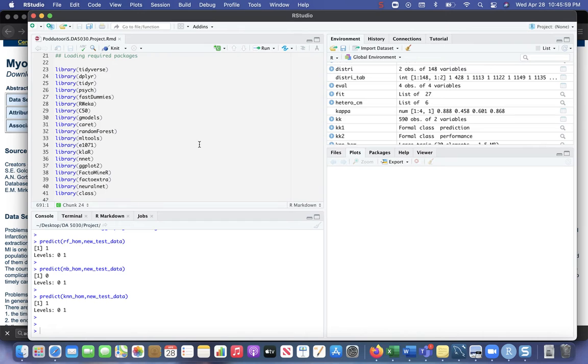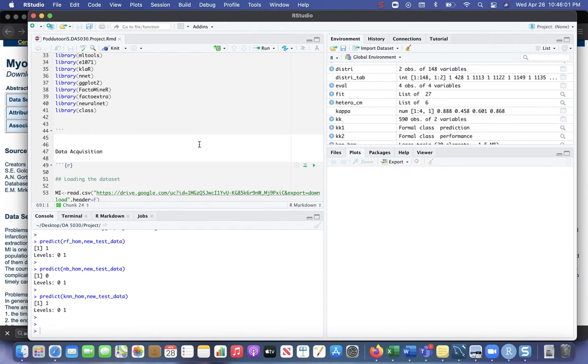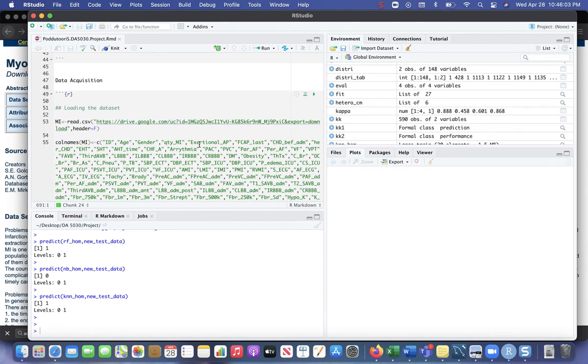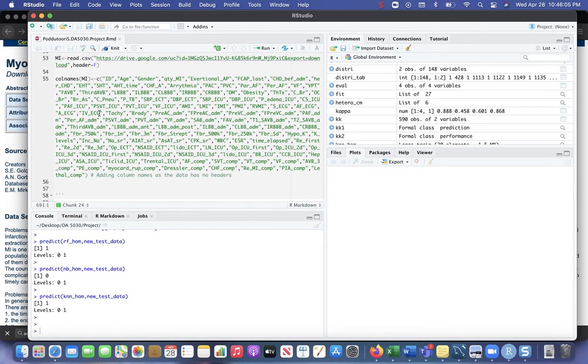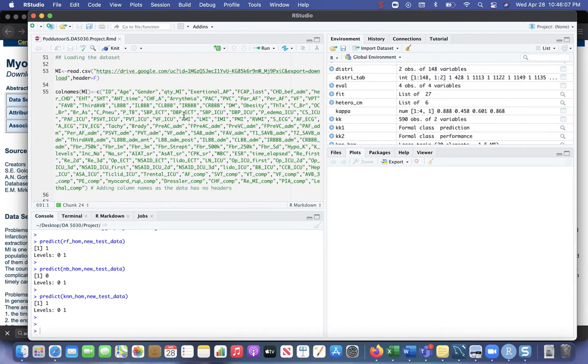These are all the packages that I've used. Apart from that, coming to the data acquisition, the data didn't have any headers, so I had to impute them.